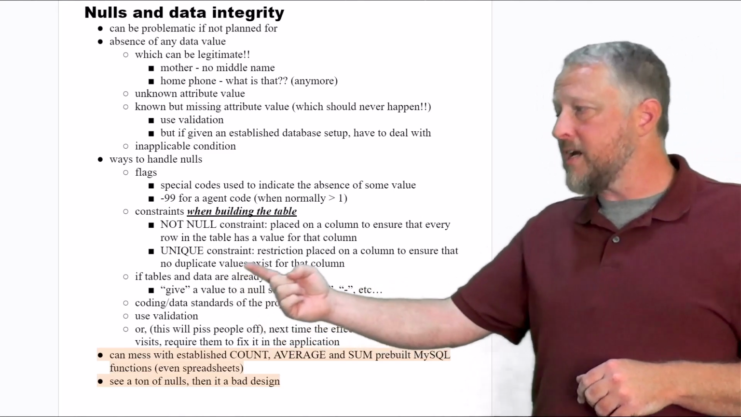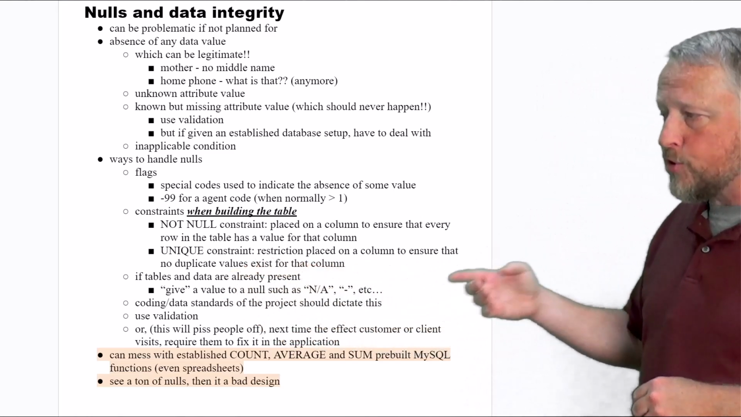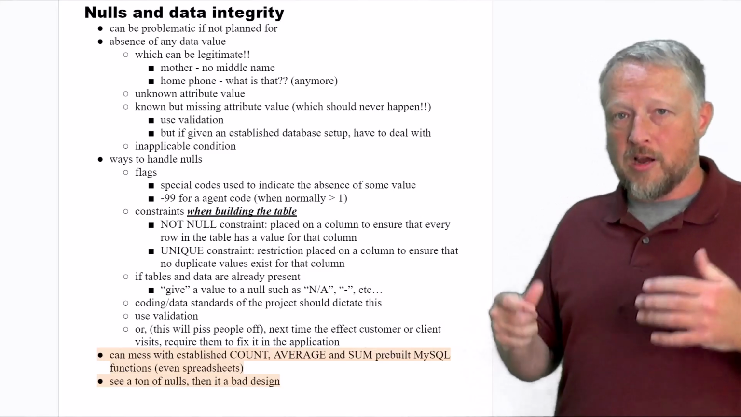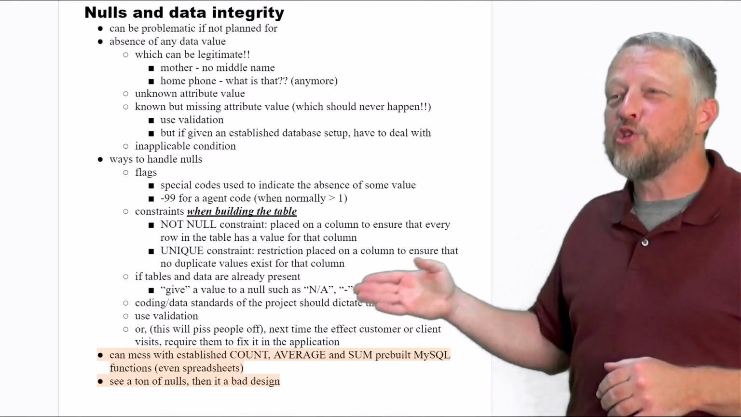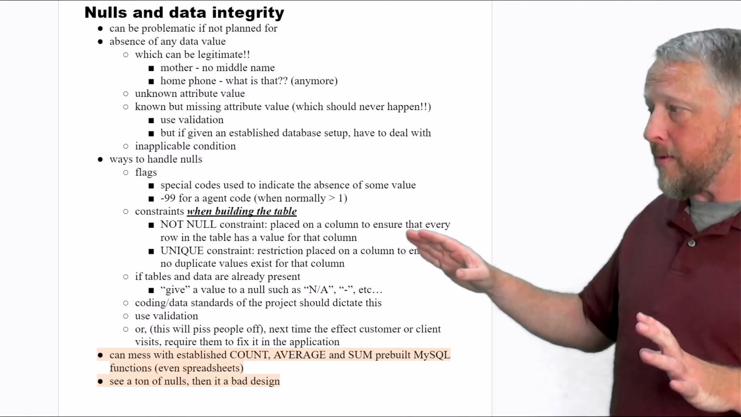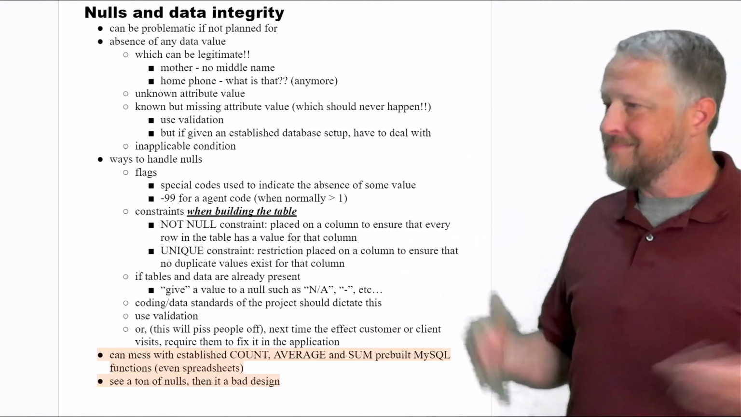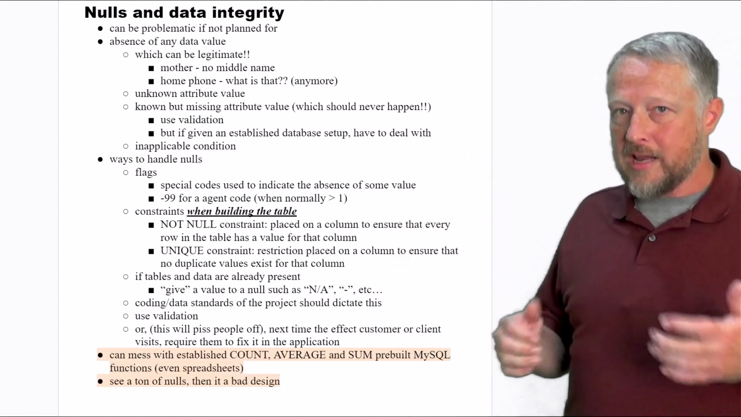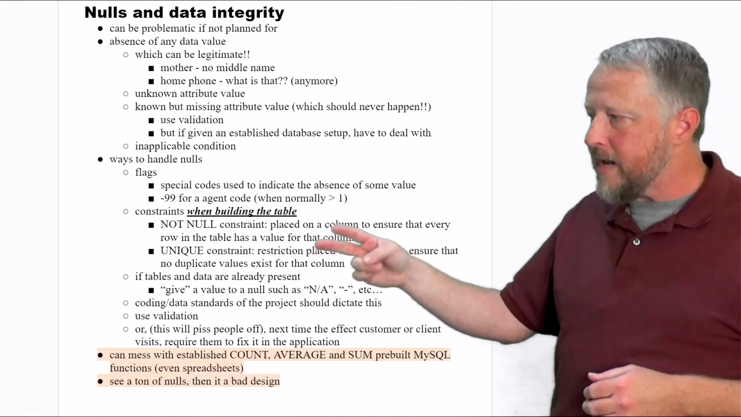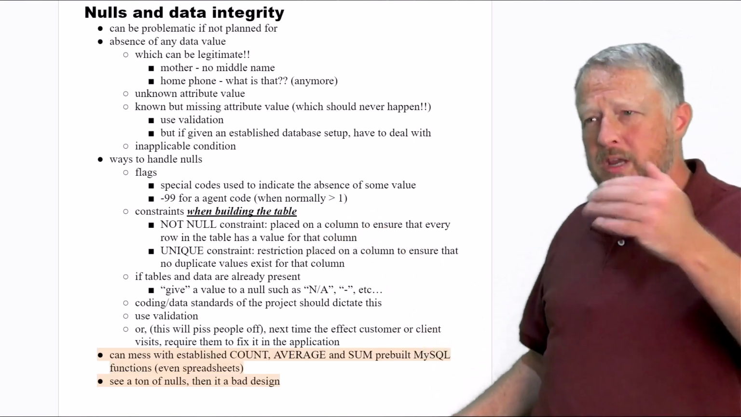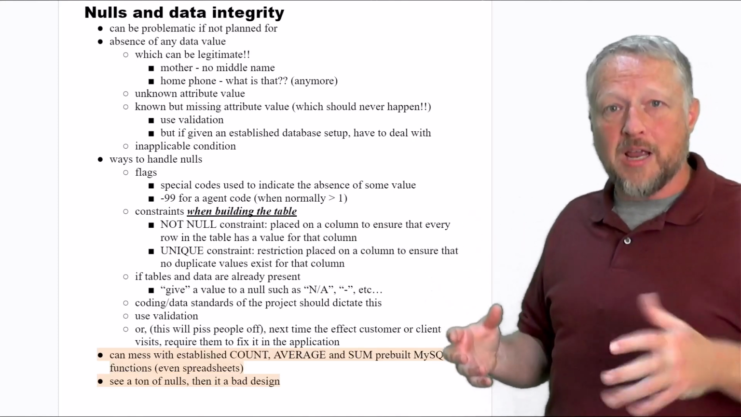A unique constraint can be placed on a column to ensure that there are no duplicate values in there as well. So again, if we had duplicate nulls in there, this is going to say, hey, wait a minute, I put a unique constraint on that column. Can't do that either, because again, everything's going to be unique. So there's two ways of doing constraints, especially when we get to MySQL and setting up tables. Let's put it that way.